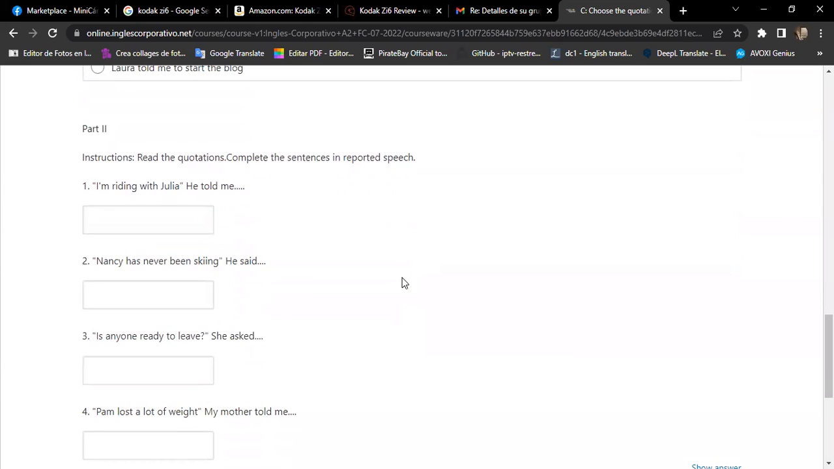Good. Part two, assess. Instructions: Read the quotations. Complete the sentences in reported speech. Those are very difficult for me. Oh, yeah? Okay, no problem. I think this was your question, correct, Miguel? Yes, teacher. I don't understand because the verb is in the tense. I had a problem because of the identity. I can't answer correctly. Okay, let's do it.